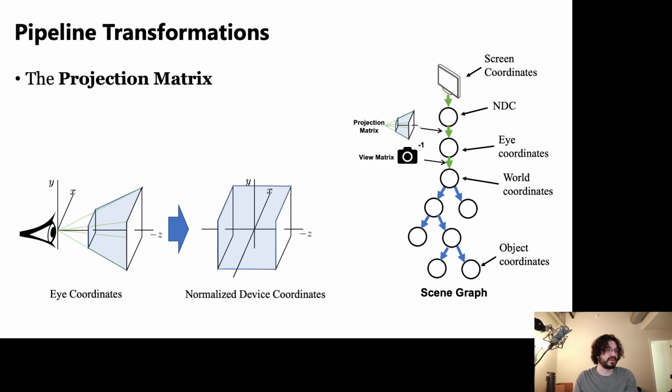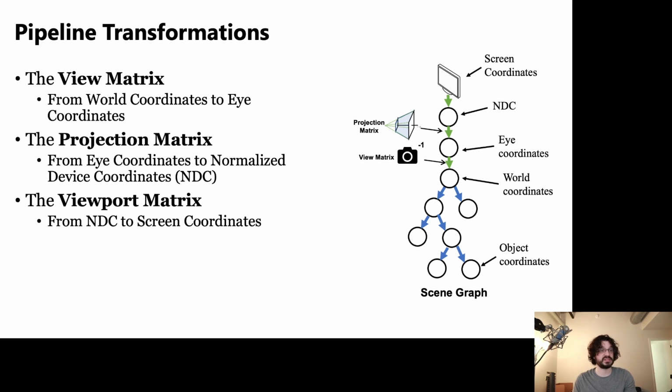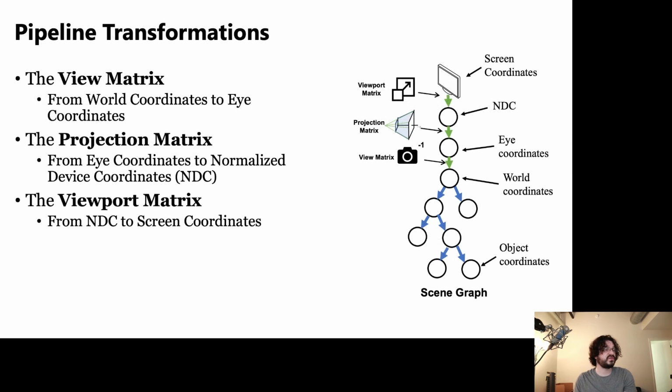So that's the projection matrix. It transforms from I-coordinates to normalized device coordinates, and remember that by moving the near plane, you can change the camera's field of view. So then the last of our transformations is the viewport matrix, which is also the simplest. Its role is to map normalized device coordinates to screen coordinates, which is simply mapping one square region to another. So here I actually took one of Steve's old slides describing how to generalize this map, but you should also be pretty familiar with it from all the way back in assignment 1. So that's the viewport matrix.